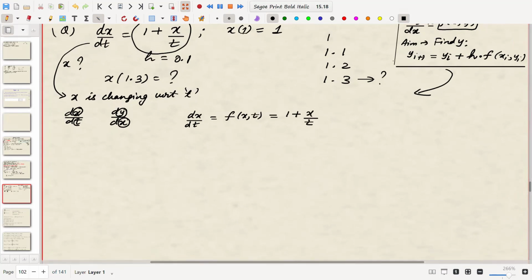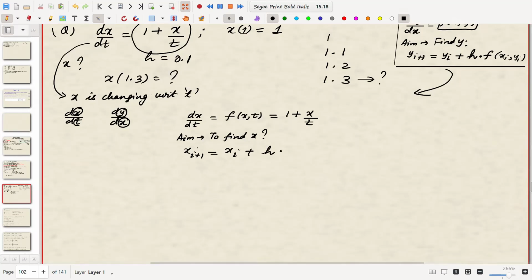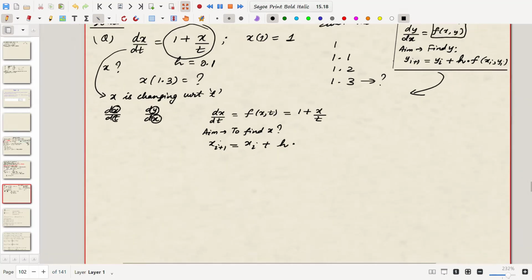Now, how can I use the Euler method? Our aim is to find x. So your iterative method should start with x. That is, x i plus 1, the future step, is equal to the past step, xi, plus the step size. What is the step size? h, times the right hand side of the ODE.